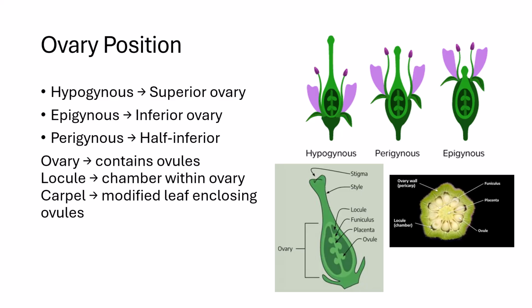You'll also need to recognize internal structure. The ovary contains ovules. Inside the ovary are chambers called locules. Each locule is formed by one or more carpels, which are modified leaves. When you look at the cross-section photo, you can use the number of locules to help determine the number of carpels. This is where structure tells you developmental origin.